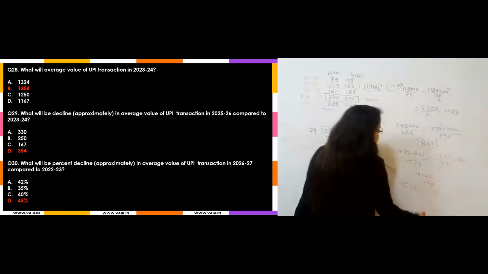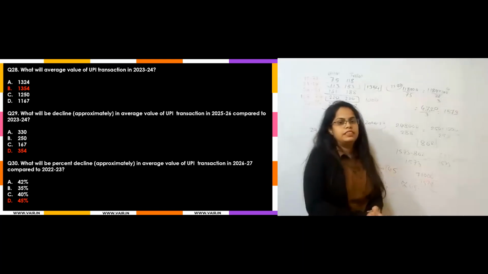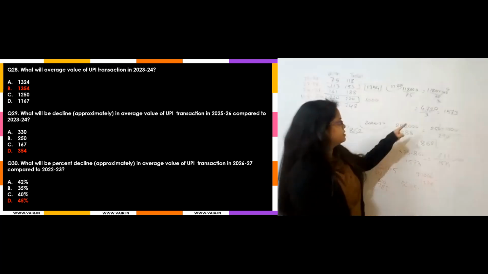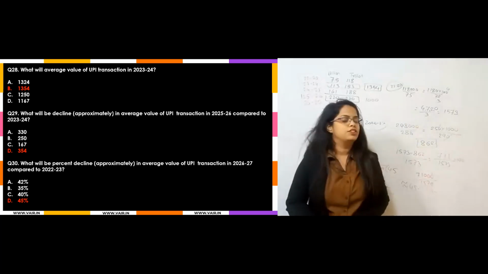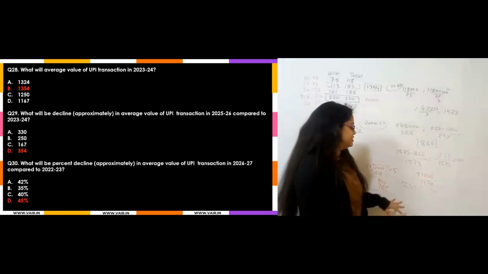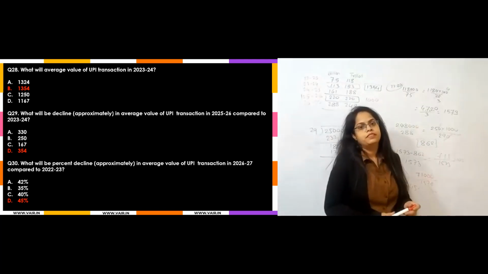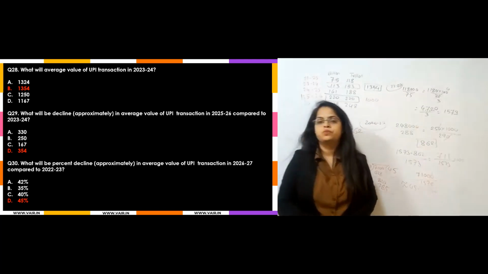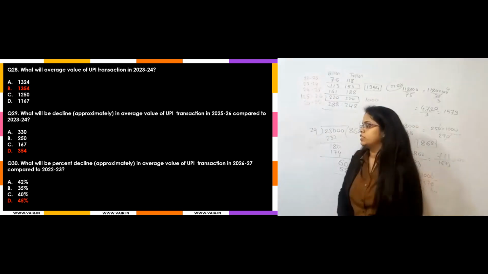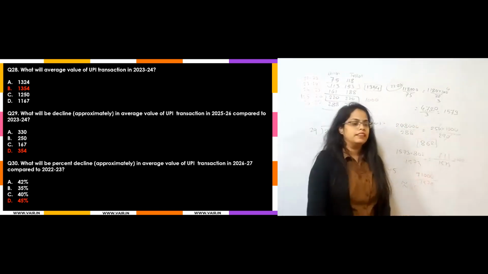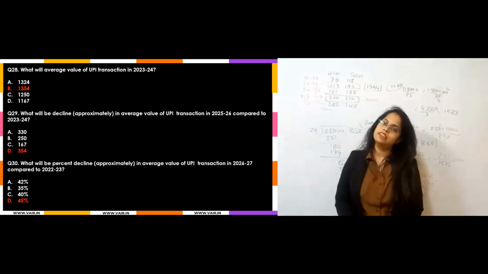And this was the most calculative one actually. We can see this is 1573, this is 862. So how much percentage? It is nearly equal to 45%. So your answer for this question was option D, which was 45. All other options are less than that. So nearly equal to 45 is the answer.